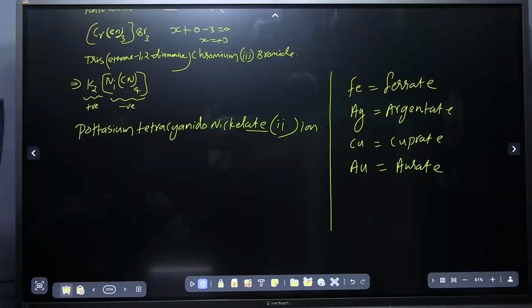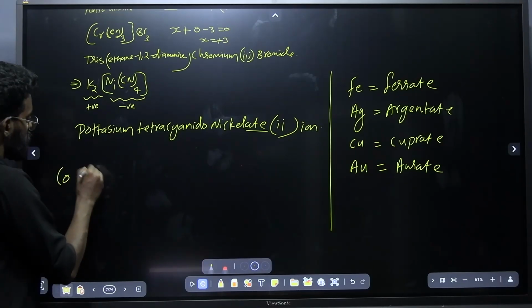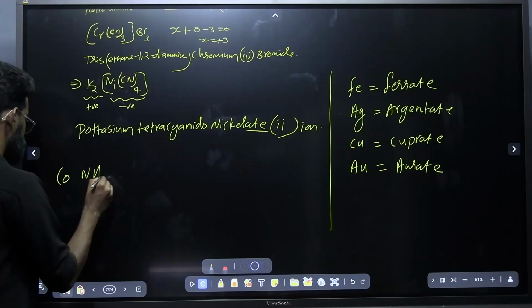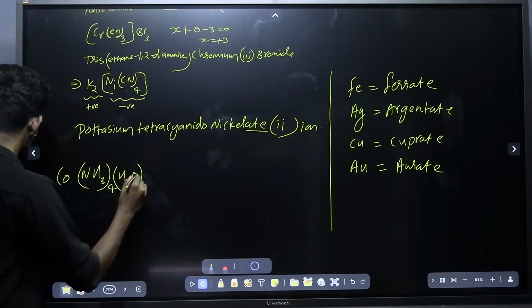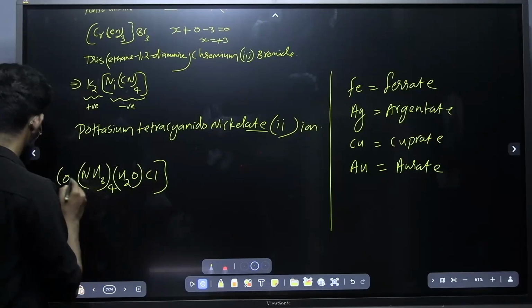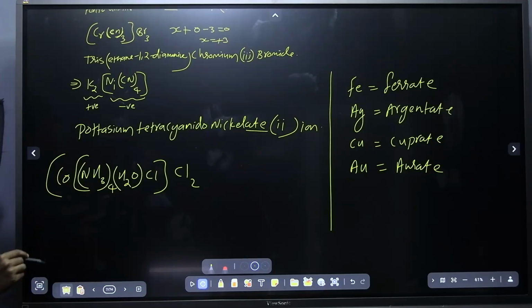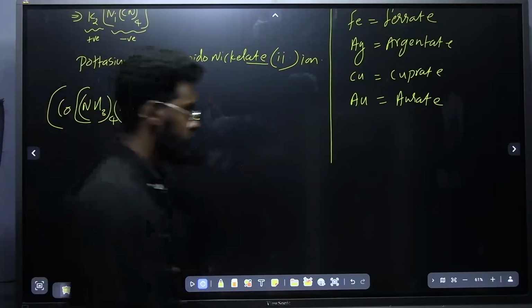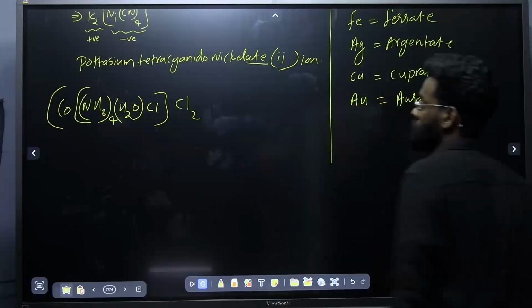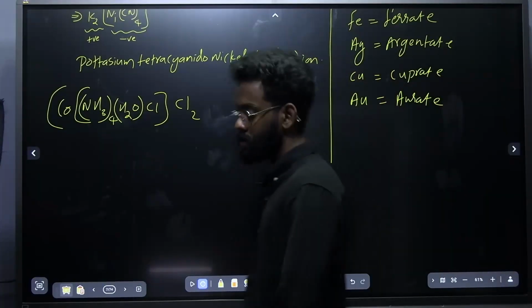I'll give one more example. After that we can move into the next part. [Co(NH3)4(H2O)Cl]Cl2. It's an easy compound, there is no exception or anything. I want everyone to give the answer for this coordination compound. Students, please go through it and let me know the answer. You can unmute and say, that's enough.